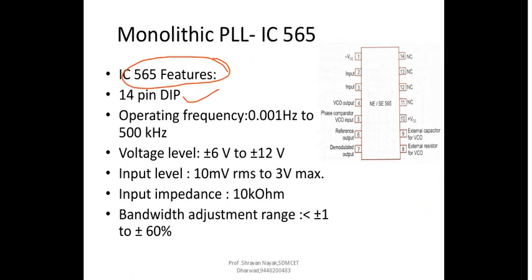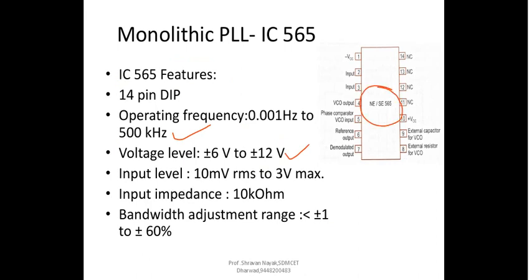Its operating frequency is from almost DC to 500 kilohertz, 0.001 hertz to 500 kilohertz, and its operating voltage levels are plus or minus 6 volt to 12 volt. It receives an input level from 10 millivolts RMS to 3 volts maximum, input impedance 10 kilo ohm, and certain aspects related to the bandwidth adjustment. These are not important for us. What is important for us is the operating frequency and the voltage level at which this particular IC 565 operates.